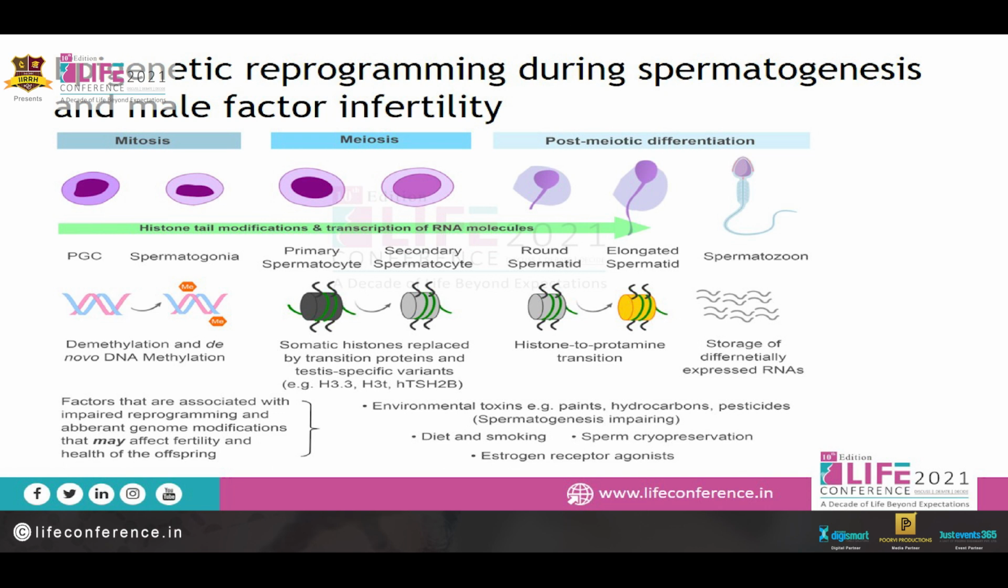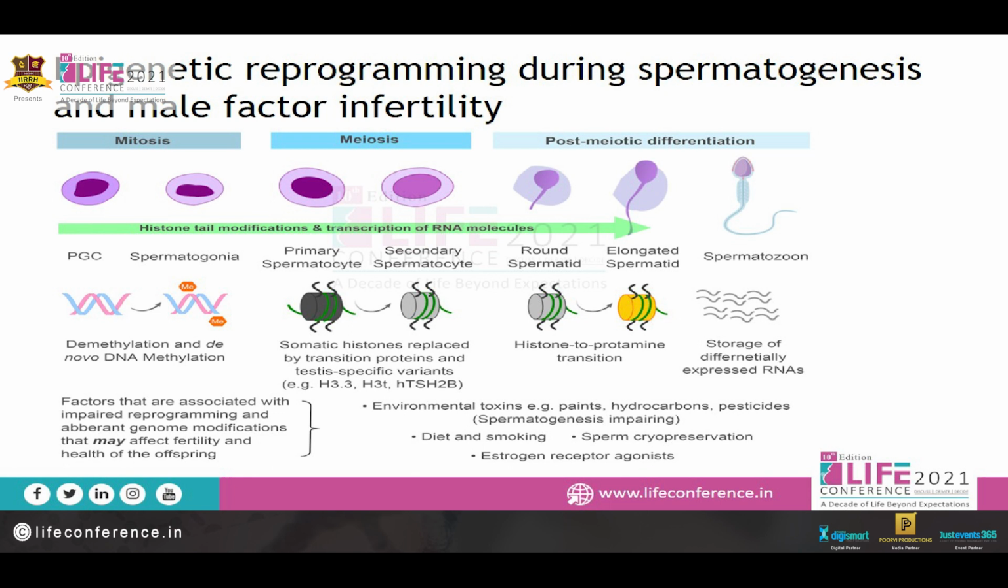Now, what do we do here? We have mitosis, meiosis and post-meiotic differentiation. So, we start at the primordial germ cell, and of course, with all the histone tail modifications and transcription of RNA molecules. And as a result of all this, from the primordial germ cell to the spermatogonia, the primary spermatocyte, secondary spermatocyte, the round spermatid, elongated spermatid and then the spermatozoon. In the primordial germ cell, we find the demethylation and the de novo DNA methylation, where things can go wrong.